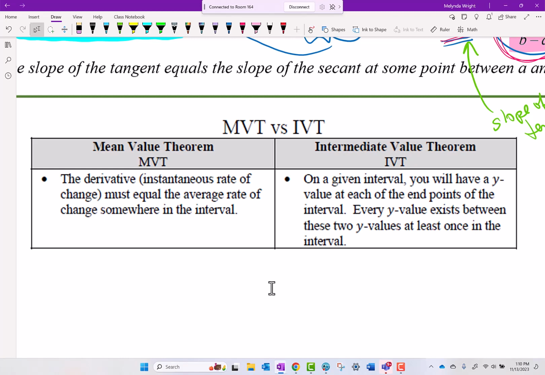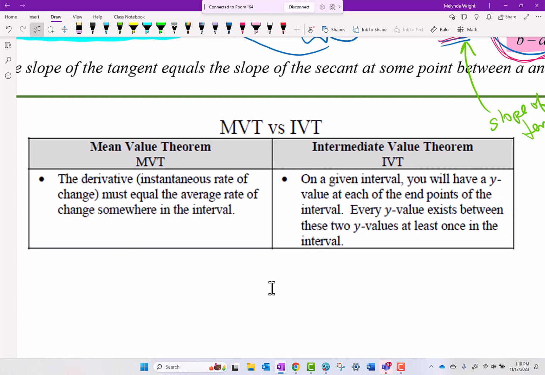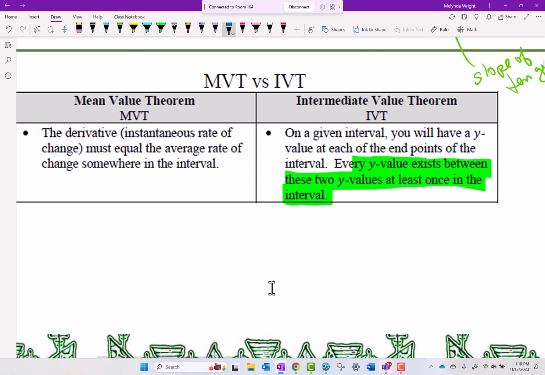First, let's go to our old favorite, the IVT. What did we use IVT for? We basically said, okay, every y value exists between the two y values at least once in the interval. So let's remind ourselves, what were the criteria for IVT? We've got this memorized, right? What needed to be true?